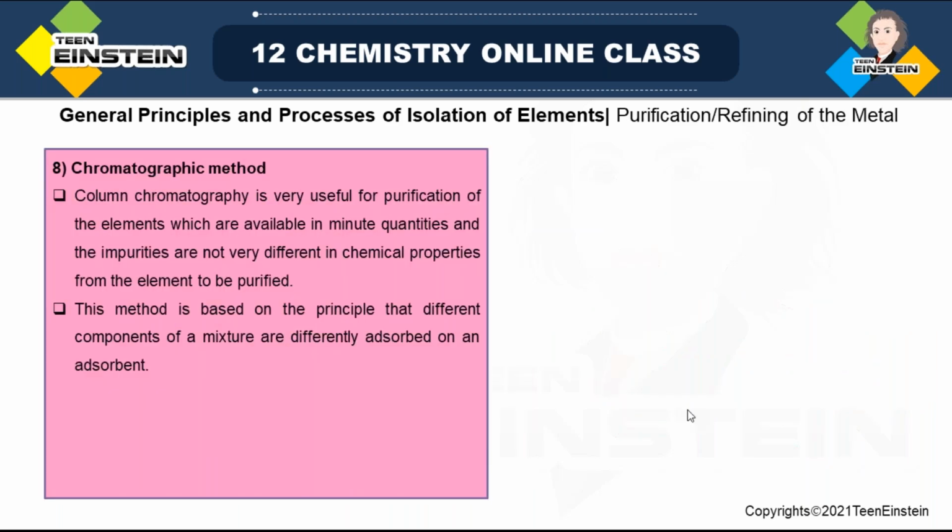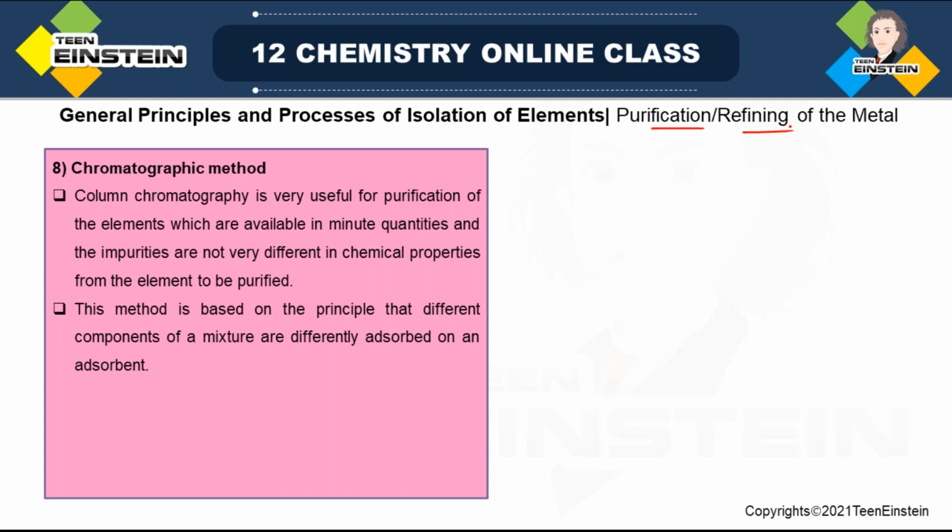So only one method is left among that is under purification or refining of the metal. 7 methods we have already seen. Now the number 8 method is the chromatographic method. When we say chromatographic method, there are actually different types of chromatography possible. But remember, this is obviously one of the methods of purification.